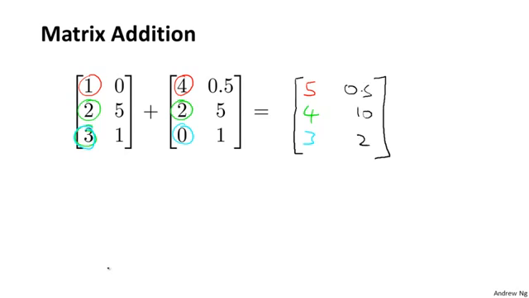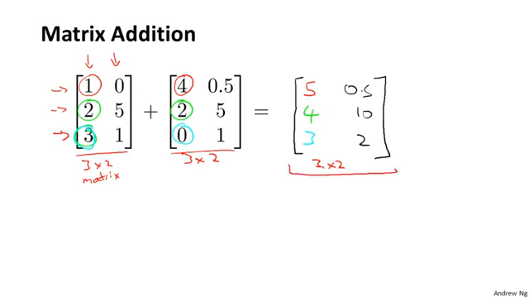And it turns out you can add only two matrices that are of the same dimension. So this example is a 3 by 2 matrix because it has 3 rows and 2 columns. This is also a 3 by 2 matrix, and the result of adding these two matrices is a 3 by 2 matrix again. So you can only add matrices of the same dimension, and the result will be another matrix of the same dimension as the ones you just added.